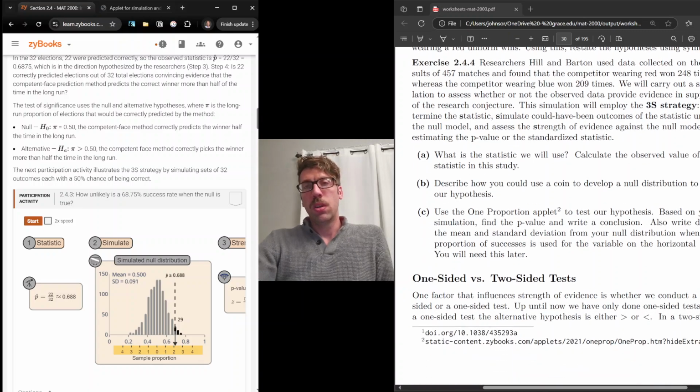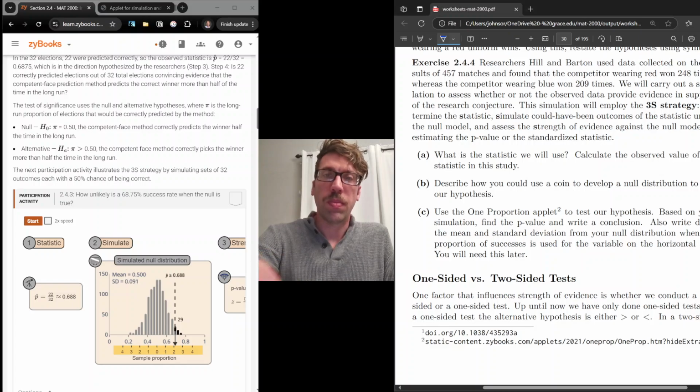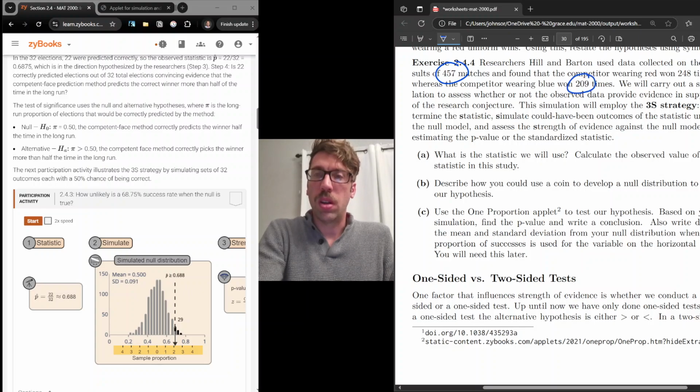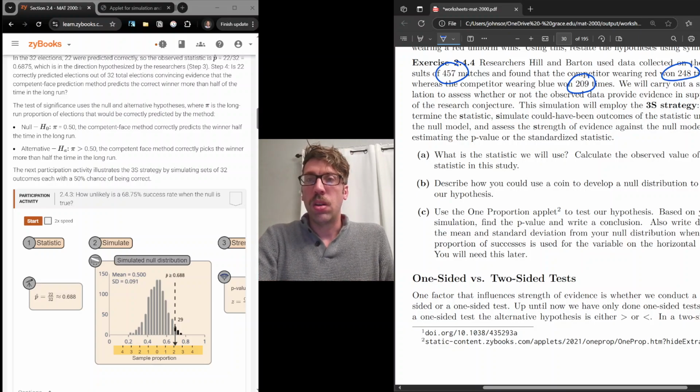And then for number four, researchers Hill and Barton used data collected on the results of 457 matches and found that the competitor wearing red won 248 times. Whenever we've got numbers here, some of these numbers are going to be important. So 457 matches, red won 248 times, blue won 209 times.